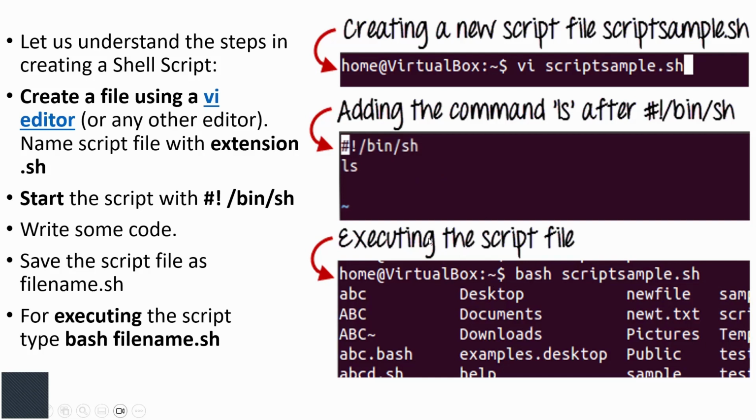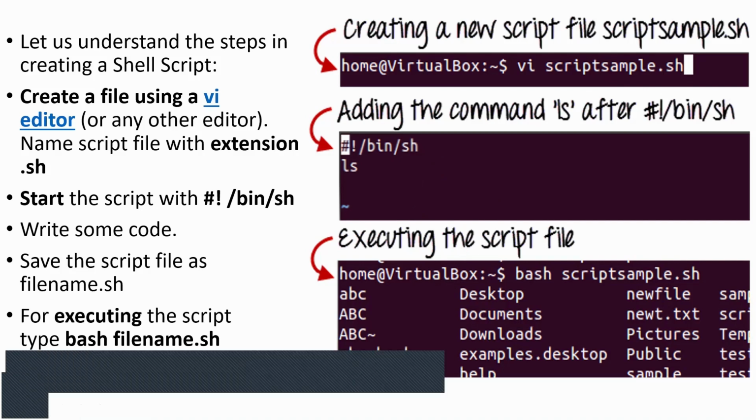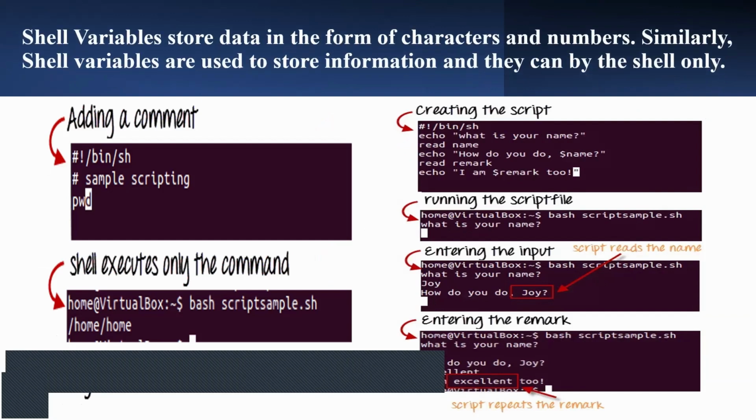We can create a file using the vi editor, and then save that file with the .sh extension to show that it is a shell script file. So we write the code, save the file with that extension, and then simply execute it using the file name. The detailed description of the execution of these commands is already available in other YouTube videos of this channel.